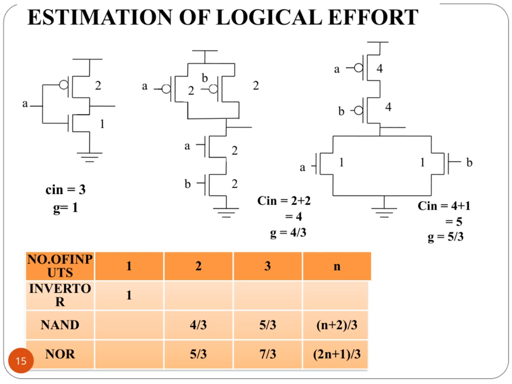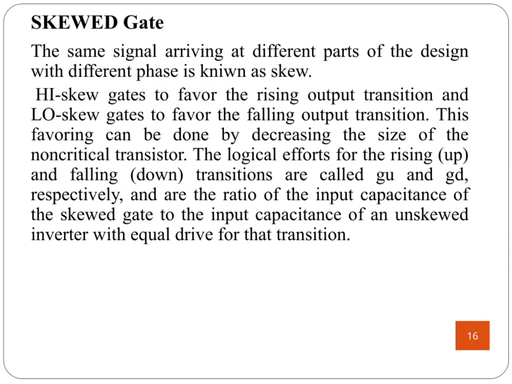Understanding this allows us to optimize our circuits by selecting gates that provide the best trade-off between functionality and speed, ensuring efficient overall design. Here, we're looking at the concept of skew in digital circuit design. Skew happens when the same signal reaches different parts of a design at slightly different times or phases. This can affect how the circuit behaves and how quickly it responds.